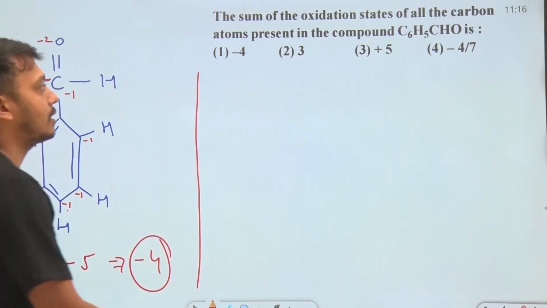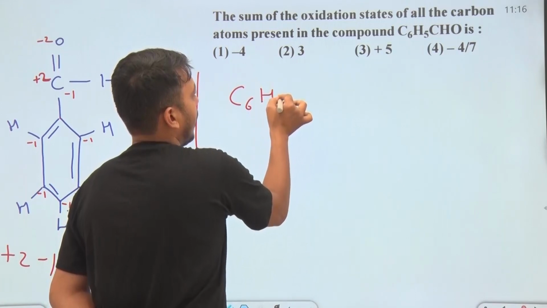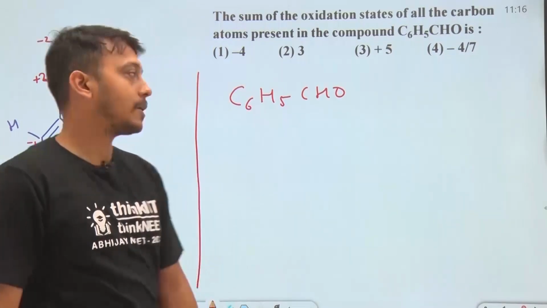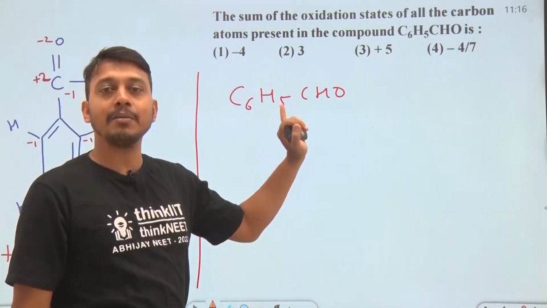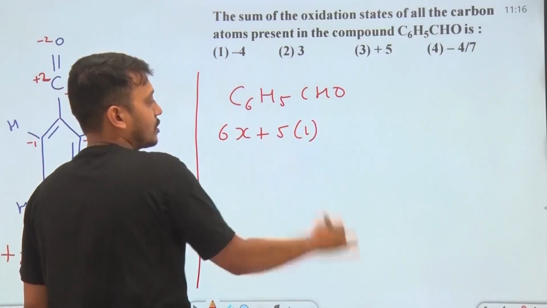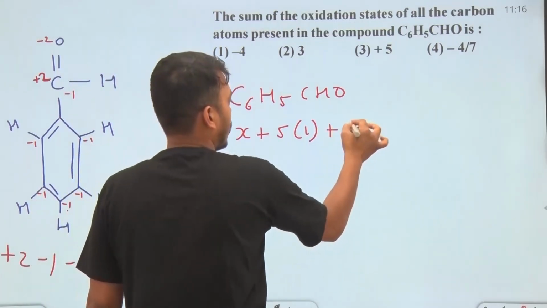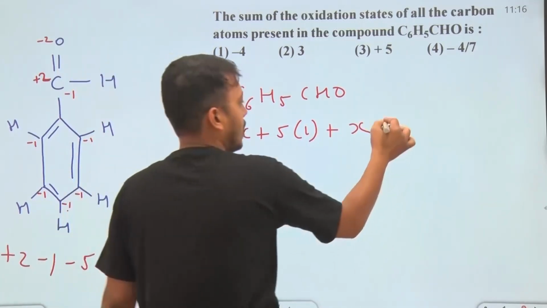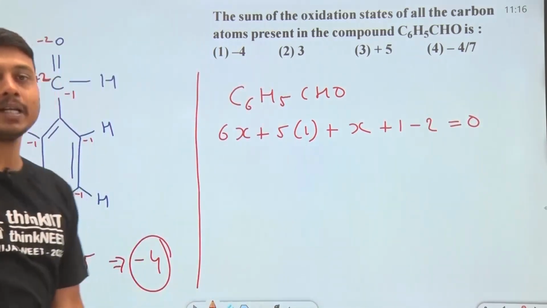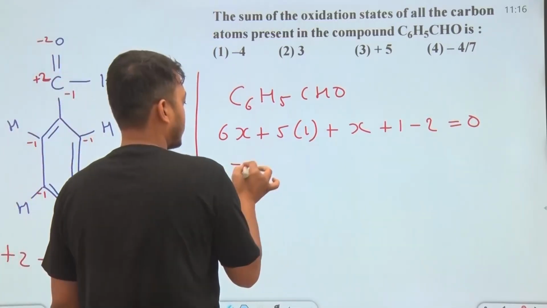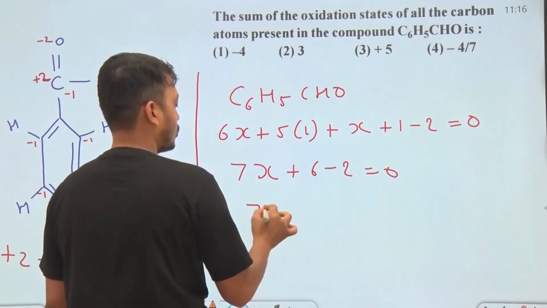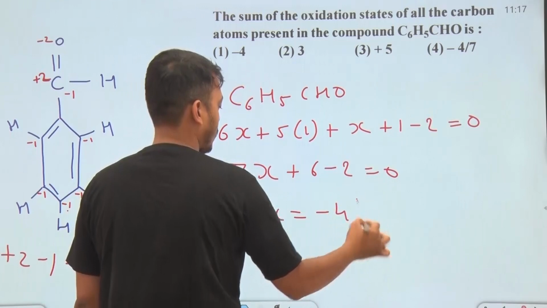We have another method. The other method is C6H5CHO. You don't have to determine the value of X separately. Let's suppose the oxidation state of carbon here is X. So it is 6X plus 5 into 1, the oxidation state of each hydrogen. The oxidation state of the other carbon is again X. For hydrogen it is 1, for oxygen it is -2, and because it is a compound, we equate it to 0. Now the total is 7X plus 5 plus 1 minus 2 equals 0. On solving this, we get 7X equals -4.